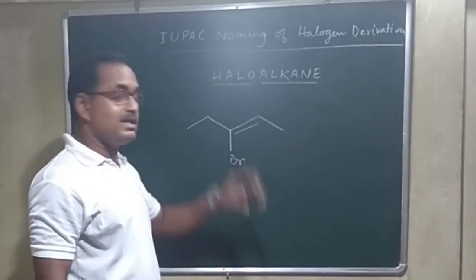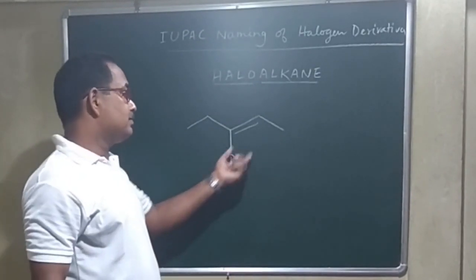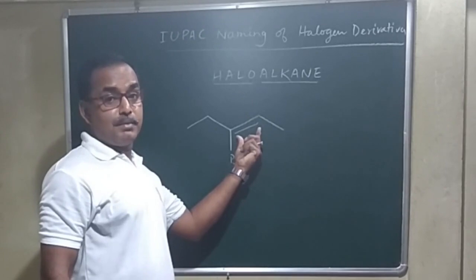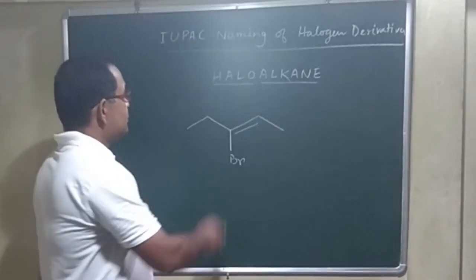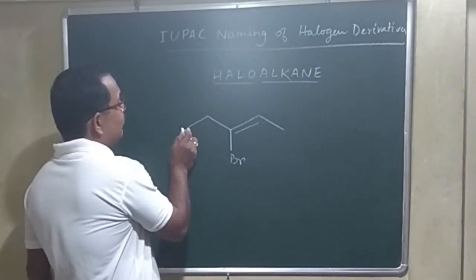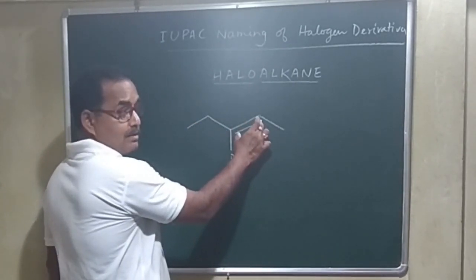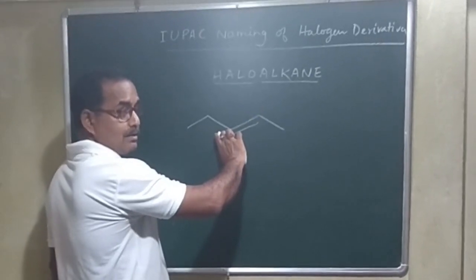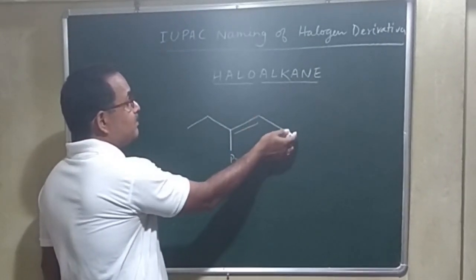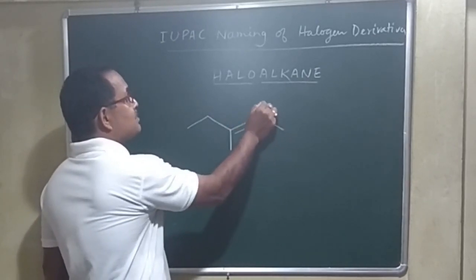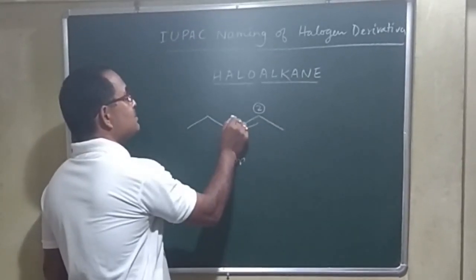But if such thing happens, we have to look at the position number of the double bond. See, if we number from this end 1, 2, 3, double bond comes at 3, bromine also comes at 3. But if we number from this end 1, 2, 3, then double bond comes at 2, bromine comes at 3.